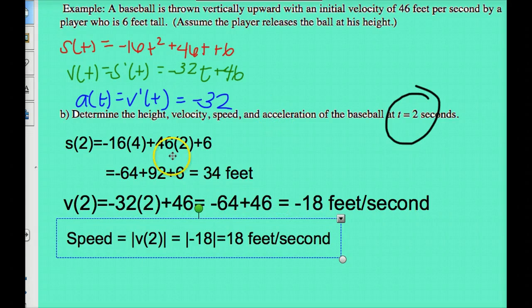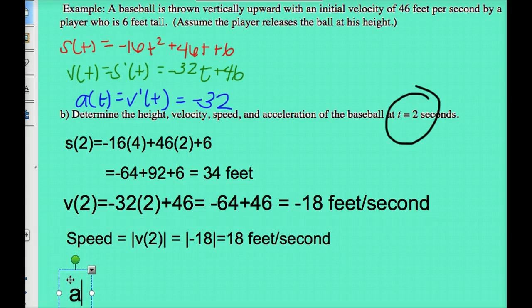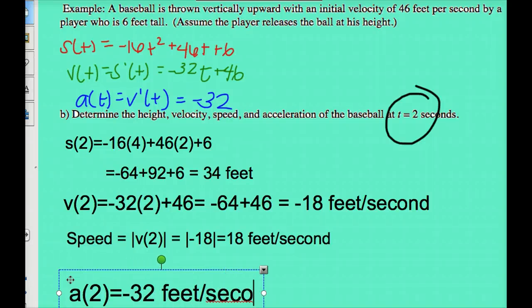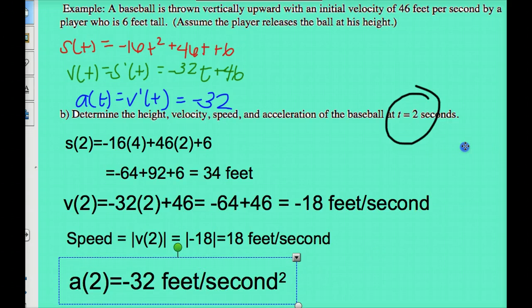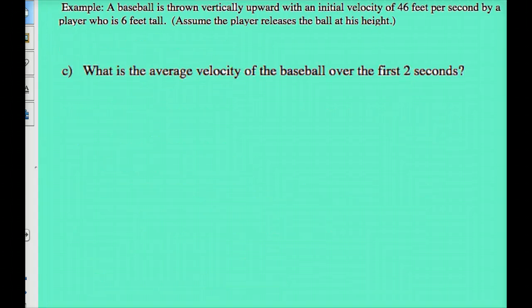Finally, I want the acceleration. So acceleration at 2 is equal to negative 32. Well, can I plug anything in? No, so I'm going to leave it at negative 32 feet per second, and it's actually squared since I'm looking at how fast my speed or my velocity is changing. Good. Let's do part C.